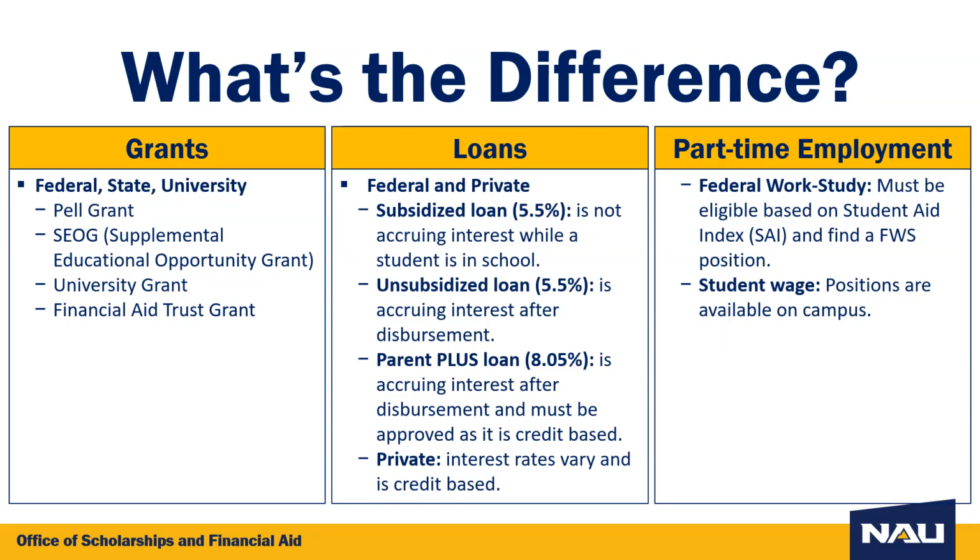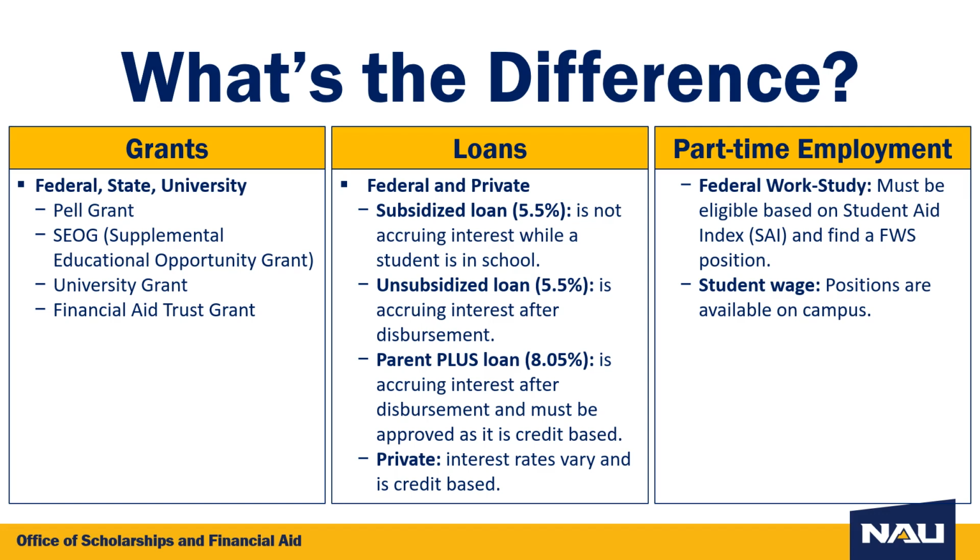Grants and scholarships fall under the category of gift aid, meaning they do not need to be repaid. These can come from various sources, including the federal government, state governments, institutions, and private organizations. Grants are typically based on financial need, while scholarships can be awarded for academic achievements, talents, or specific fields of study.